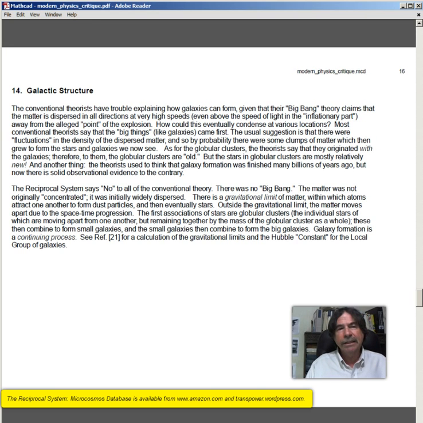As for the globular clusters, the theorists say that they originated with the galaxies. Therefore, to them, the globular clusters are old. But the stars in globular clusters are mostly relatively new. And another thing, the theorists used to think that galaxy formation was finished many billions of years ago, but now there's solid observational evidence to the contrary. The reciprocal system says no to all the conventional theory.